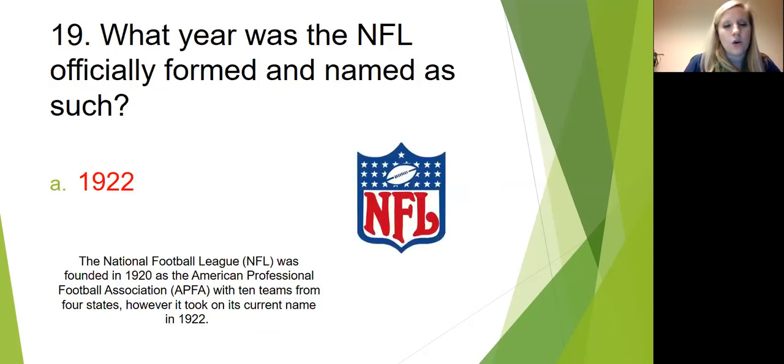Question 19, what year was the NFL officially formed and named as such? And the answer is 1922. The National Football League, or the NFL, was founded in 1920, but as the American Professional Football Association. It had 10 teams from 4 different states. In 1922, it took on the current name of the National Football League.